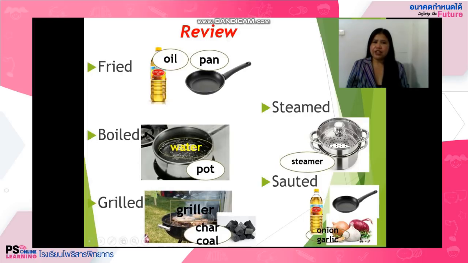Okay, so for fried, you need two things, oil and pan. For boiled, of course, you need water and pot. For grilled, a griller and charcoal. For steamed, a steamer. And for something sauteed, you need oil, pan, and onion and garlic. Okay, write them down.